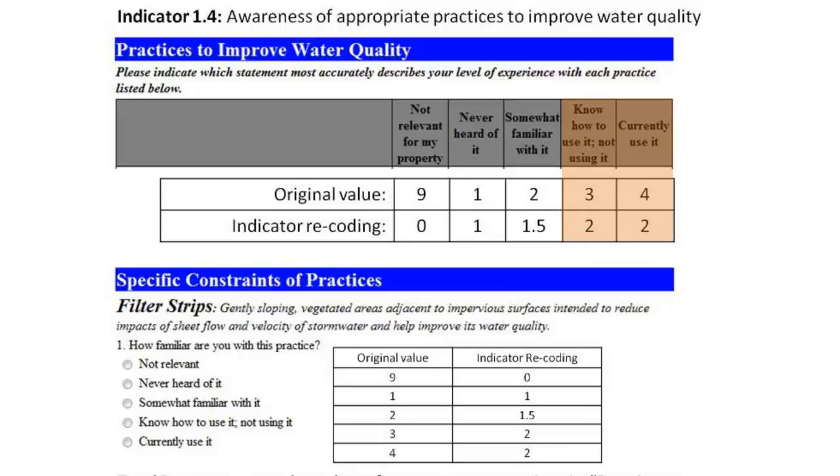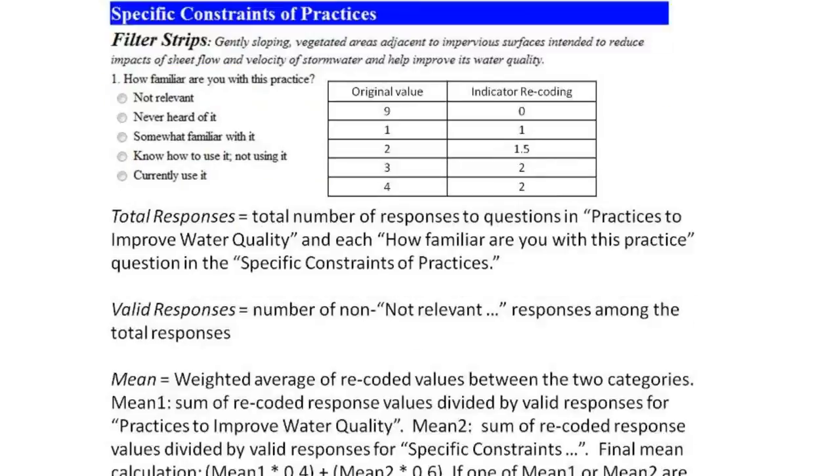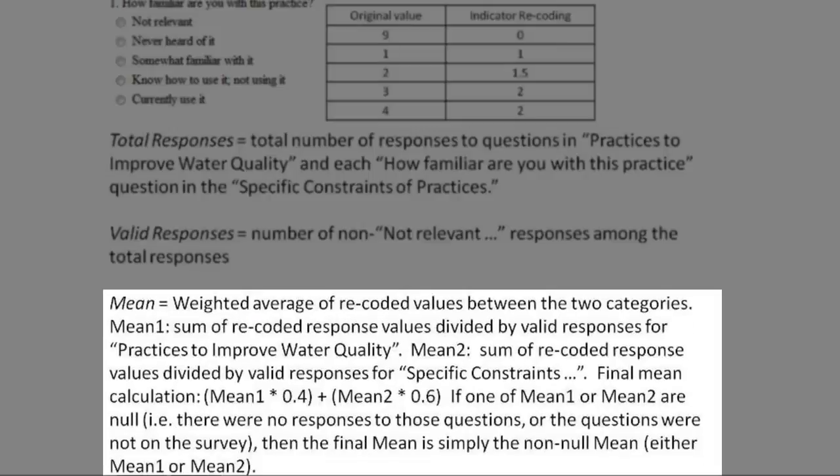If a respondent knows how to use a practice, or is currently using it, the response is coded as a 2. If they are only somewhat familiar, their response is coded as a 1.5. Whereas if they've never heard of it, their response is coded as a 1. If the respondent indicates that the practice isn't relevant, the answer is not factored into the calculation. We see in the description below that 2 means are used in the calculation of this indicator.